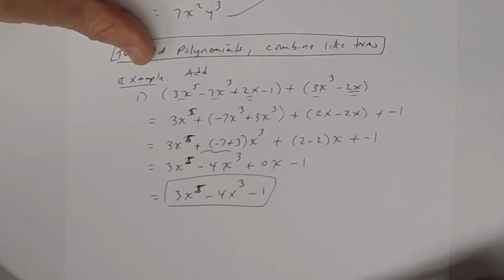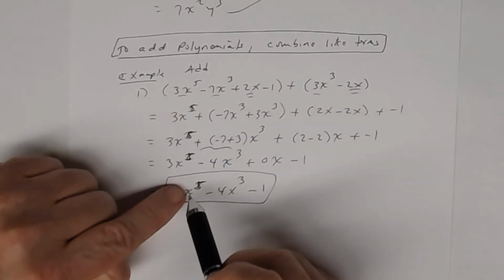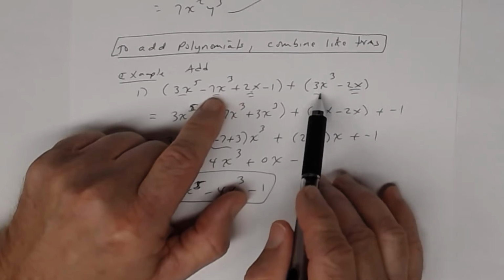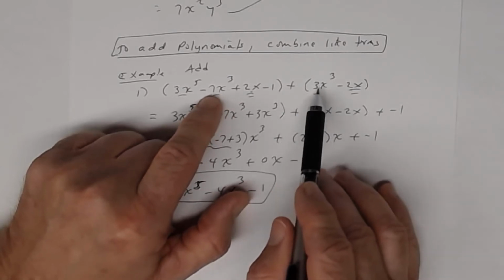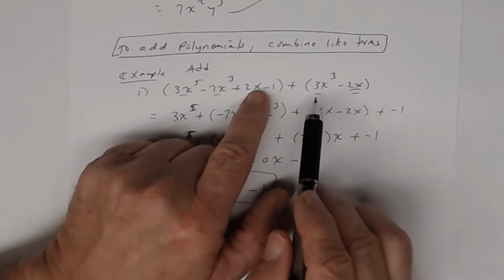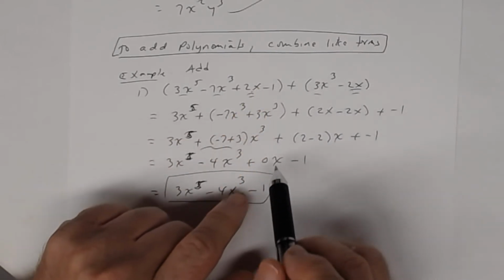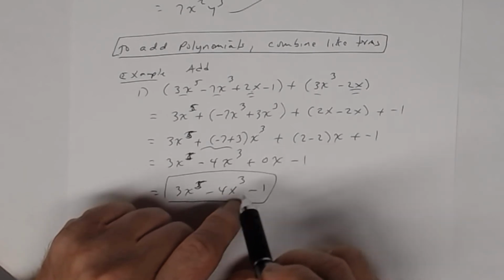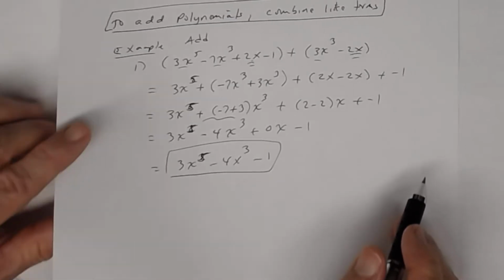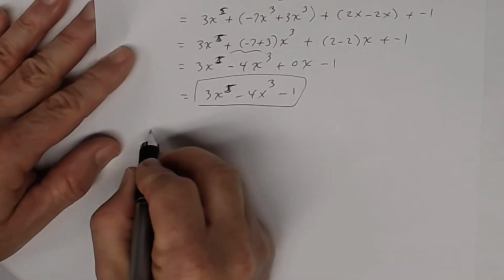Okay, so that's number 1. So 3x to the 5th, there are no other like terms, so you're going to rewrite it. Negative 7x cubed, the x cubes, you have 2 of them. A negative 7 plus a positive 3 is a negative 4. A positive 2x plus a negative 2x is 0. See that here? You don't see an x in here. And then negative 1. All right, so that's number 1. Let's look at this one. This will be number 2.